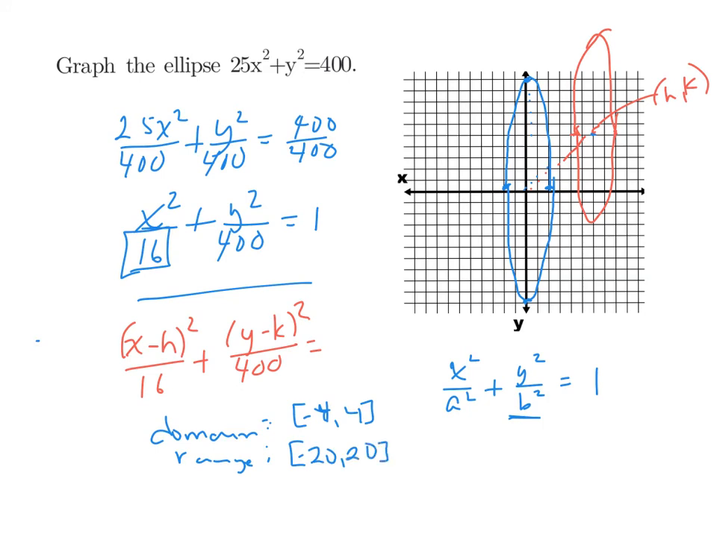And then you might be asked the vertices, and the vertices would be, in this case, just because it's centered around the origin, (0, 20) and then (0, -20), and then the minor axis endpoints would be (-4, 0) and (4, 0).